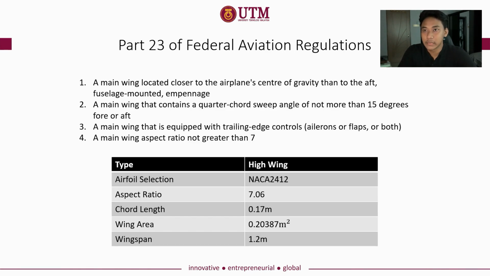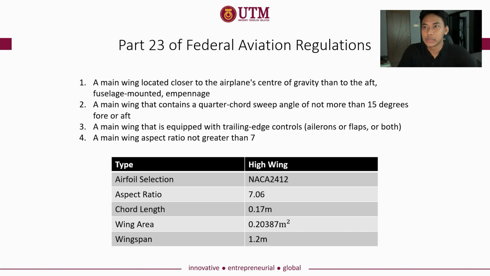This is part of the Federal Aviation Regulations, FAR: a main wing located closer to the airplane's center of gravity than to the aft fuselage mounted empennage; a main wing that contains a quarter chord sweep angle of not more than 50 degrees fore or aft; a main wing that is equipped with trailing edge controls, which is ailerons or flaps or both; and number 4, a main wing aspect ratio not greater than 7.